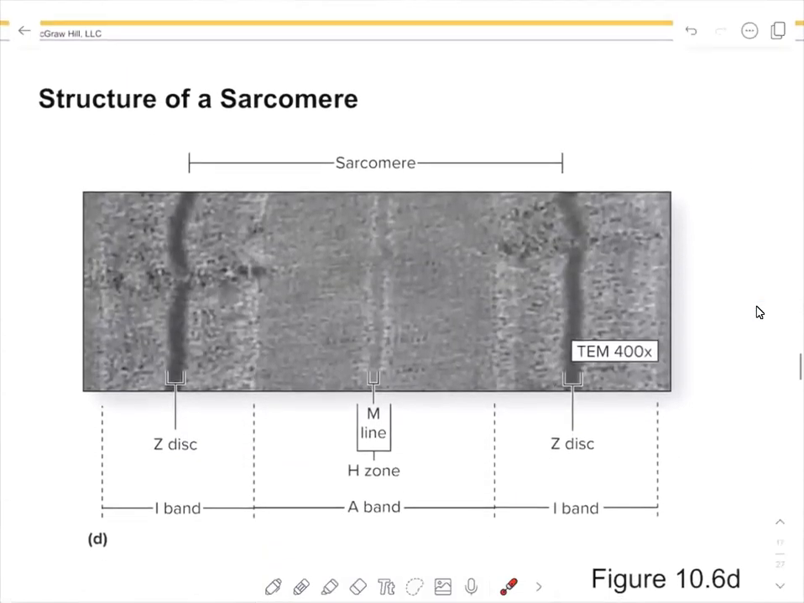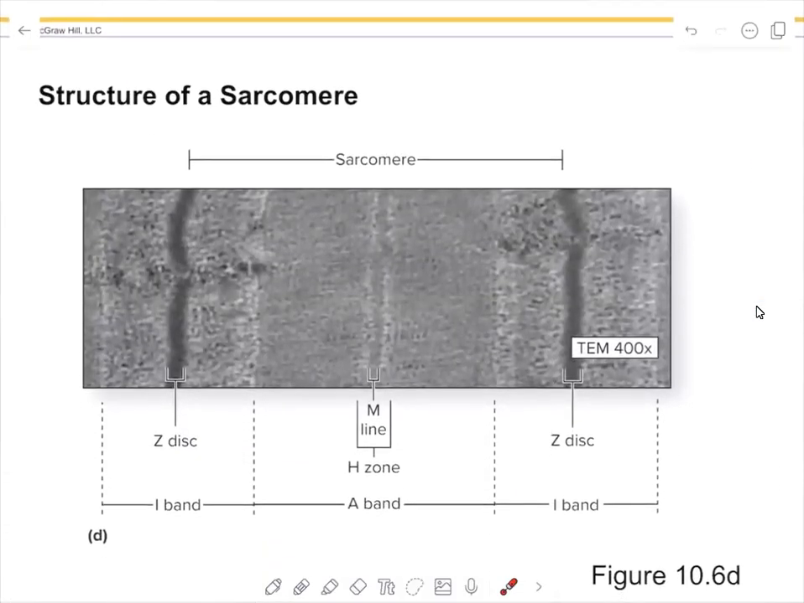So when we look at this structure under a microscope, this is a very nice looking image of a sarcomere. Again, the structural and functional unit of a skeletal muscle fiber. The H zone is in the A band, which again is going to be the thick filaments of myosin. Whereas the Z disc is the very center of the I band. That's only going to be thin filaments, so it would be actin that is present.